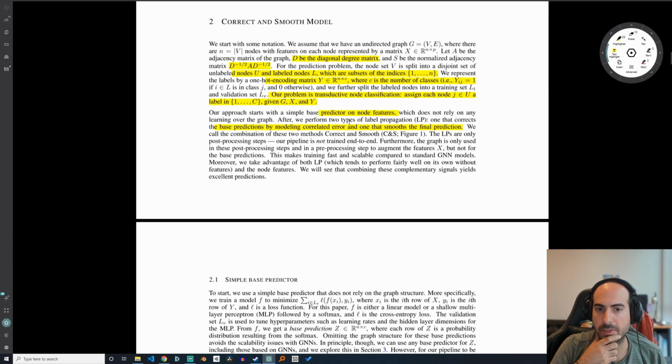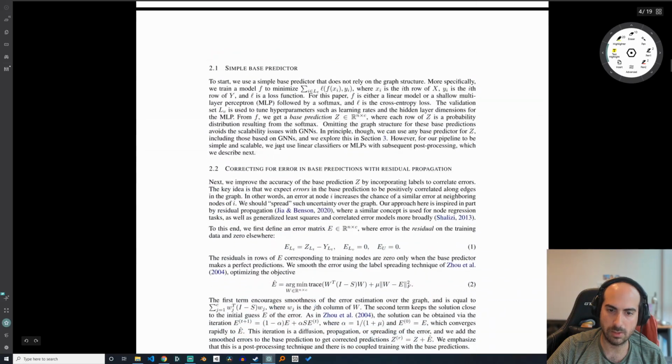We call the combination of these two methods correct and smooth, and the LPs are used as post-processing steps. This makes training fast and scalable. Okay, great. So they've explained this already. This is not new. So okay, I guess the algorithm starts here.